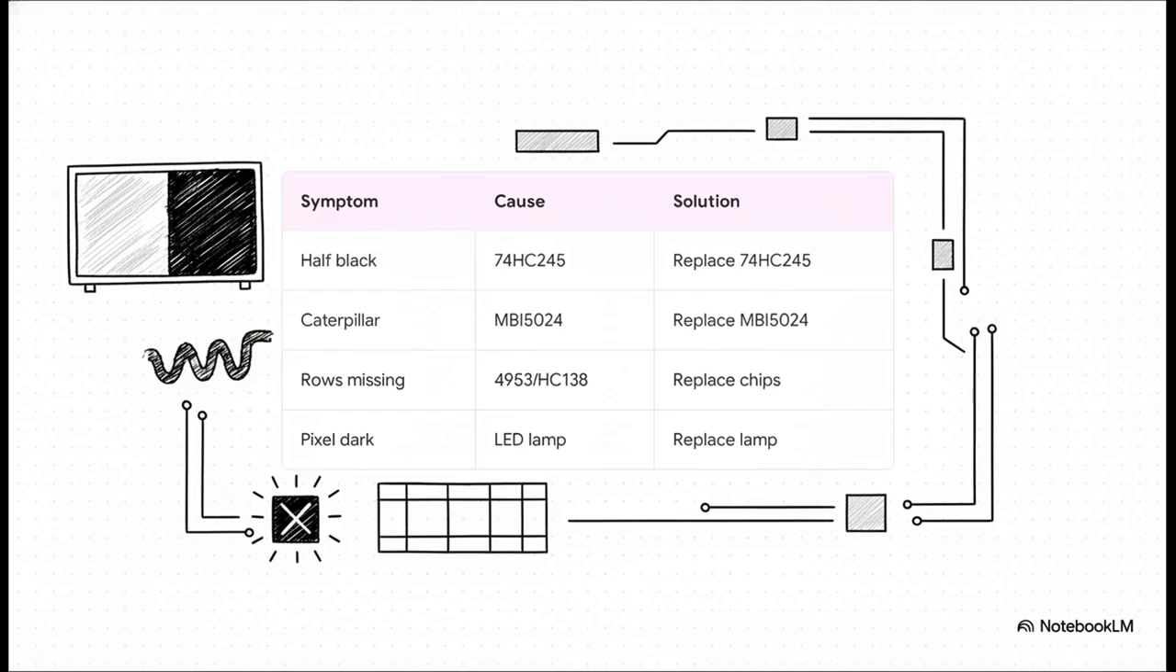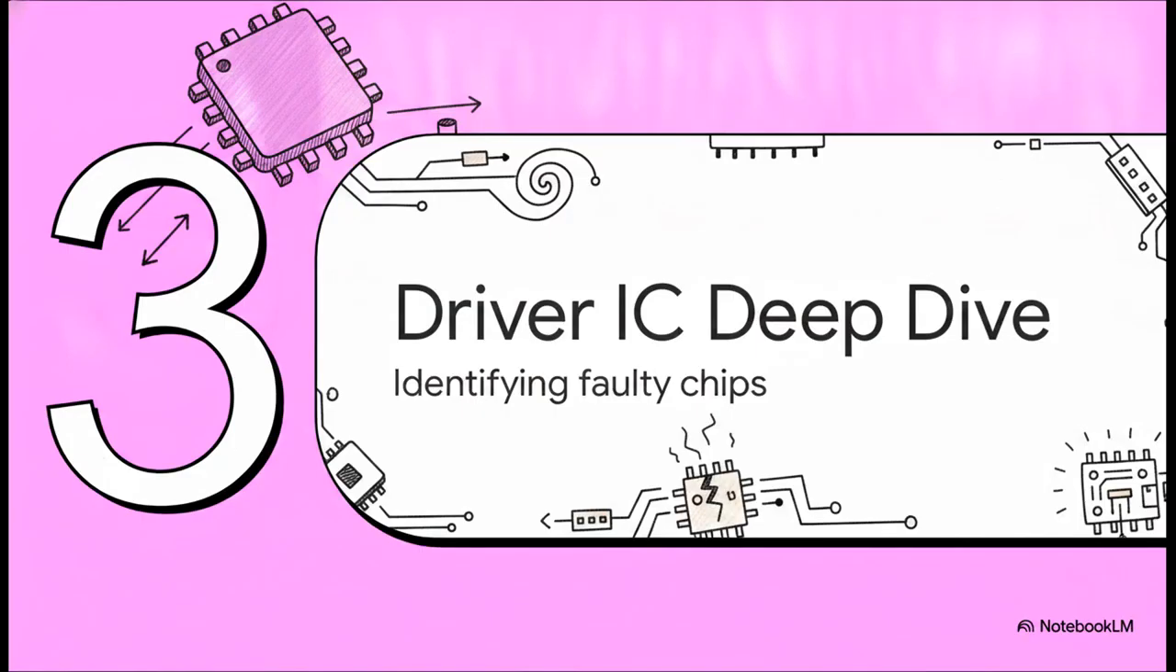What if a whole color channel is missing? Your data signal is shorted or the 74HC245 IC just failed. Is half the module completely black? Again, that's the 74HC245 IC as your prime suspect. Understanding this visual language is literally your shortcut to the perfect fix. Let's dive deeper into that hardware with Section 3, the driver IC deep dive.